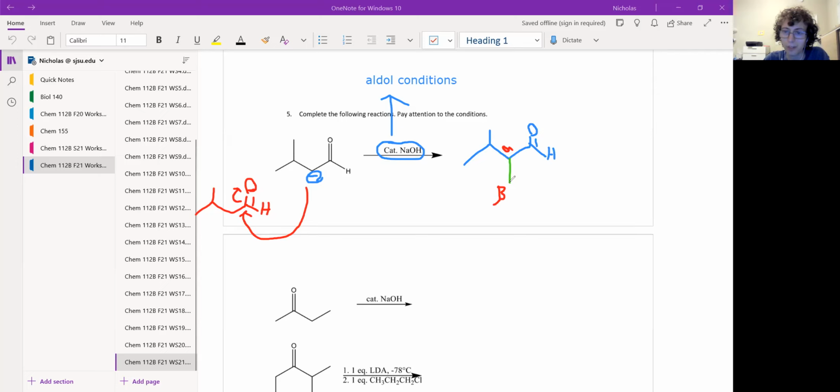So remember, in the product, there should be an alcohol on the beta position. And you can do all of this without thinking about, well, what did I add? What was this aldehyde? You don't have to think about it too much. You just know there should be an alcohol there because it's an aldol reaction. But then you should draw the rest of the structure. So it should look like this.